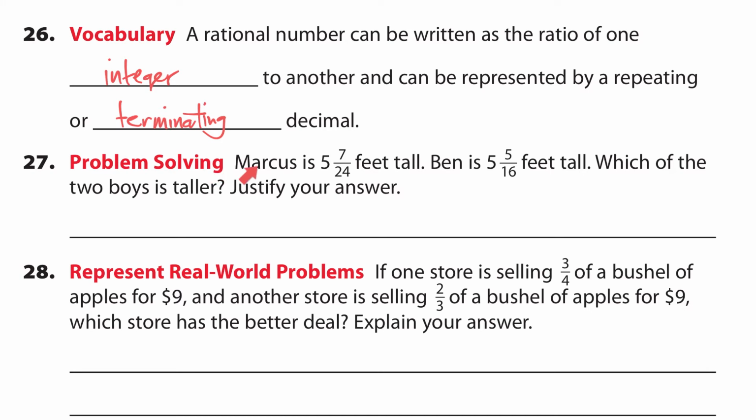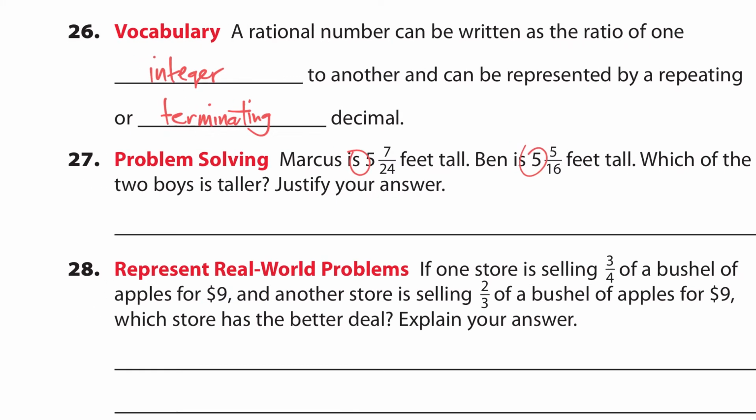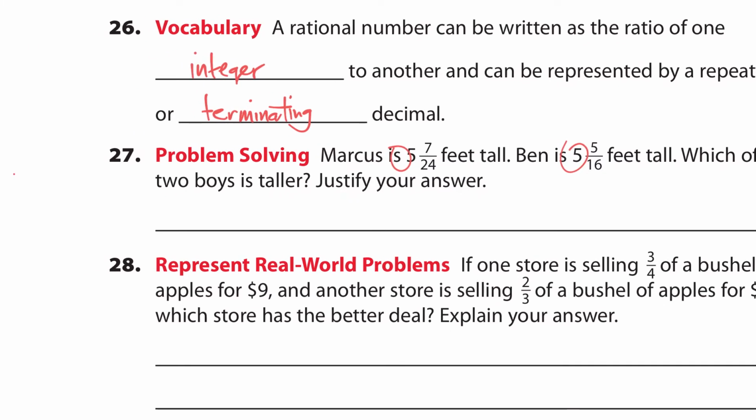In problem solving, Marcus is 5 and 7/24 feet tall. Ben is 5 and 5/16 feet tall. Which of the two boys is taller? Well, they both got 5 going for them. Okay, they both got 5. That's kind of good. So really, we need to compare 7/24 to 5/16.